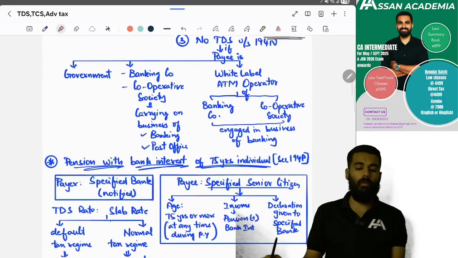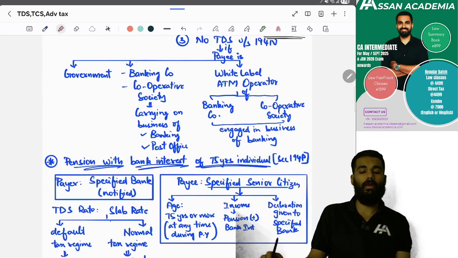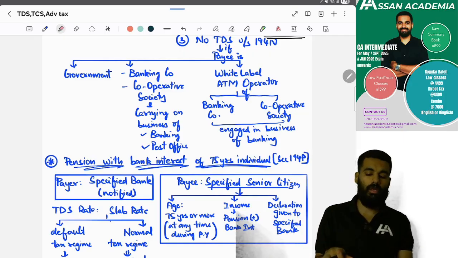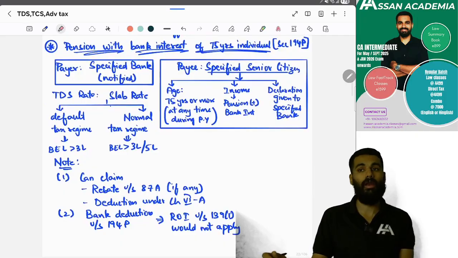But if the payee is the government, a bank or cooperative society carrying on banking, or an ATM operator, for them no TDS will get deducted under section 194N.